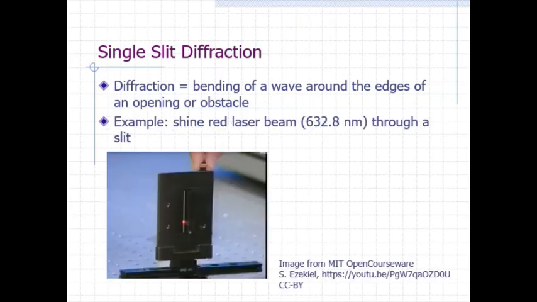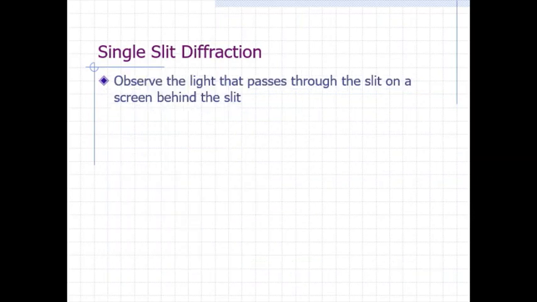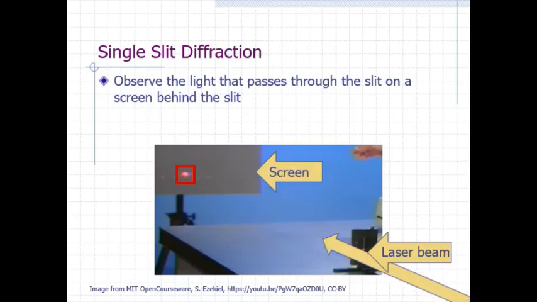In the demonstration, a red laser beam with a wavelength of 632.8 nanometers is passed through a slit. Here's the slit. Here's the laser beam going through the slit. The size of the slit is adjustable. We can make the slit wider or narrower by turning the screw here. The light that passes through the slit is observed on a screen behind the slit. Here's the laser beam passing through the slit, and here's the screen. And here's where the laser beam hits the screen.